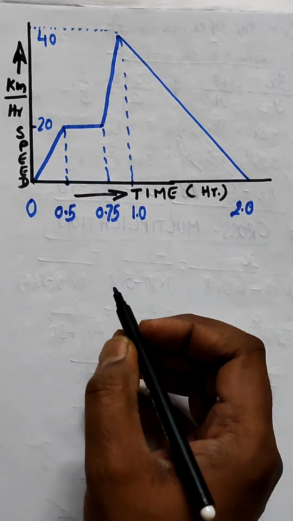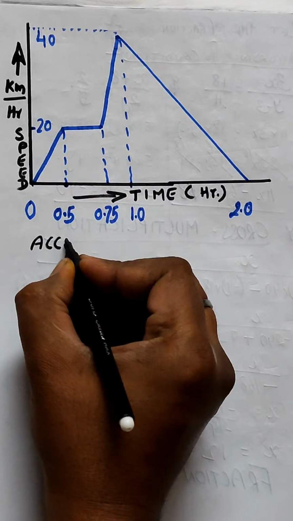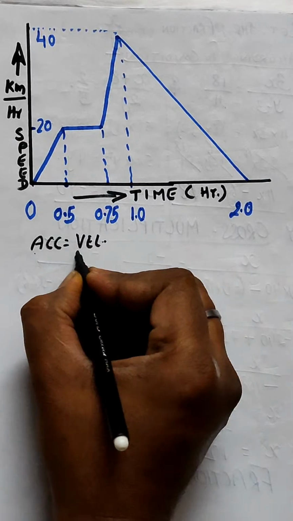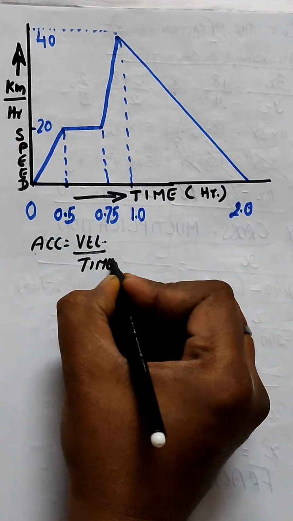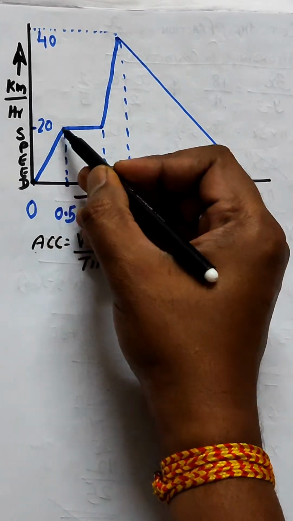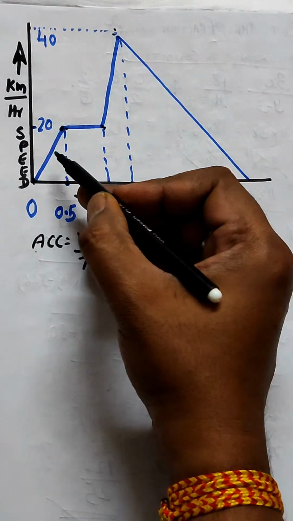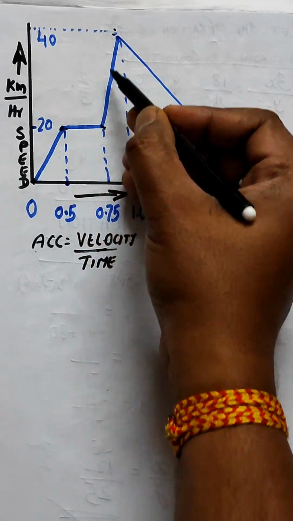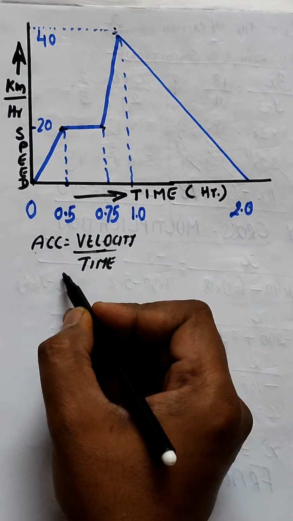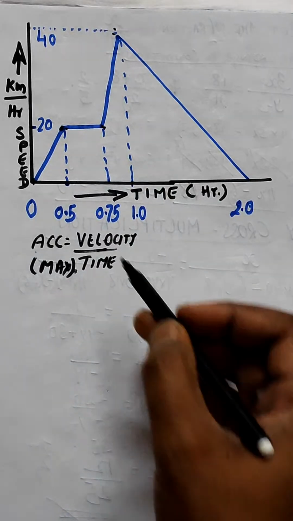So students, the maximum acceleration. What is the formula of acceleration? It is velocity by time, right? Velocity by time. For the different stamps, let's say A to B, B to C, C to D, D to E, there are different accelerations across this stamp, this stamp, this stamp, and this stamp. But what has been asked in the question is, what is the maximum acceleration? What is the maximum acceleration in this graph?